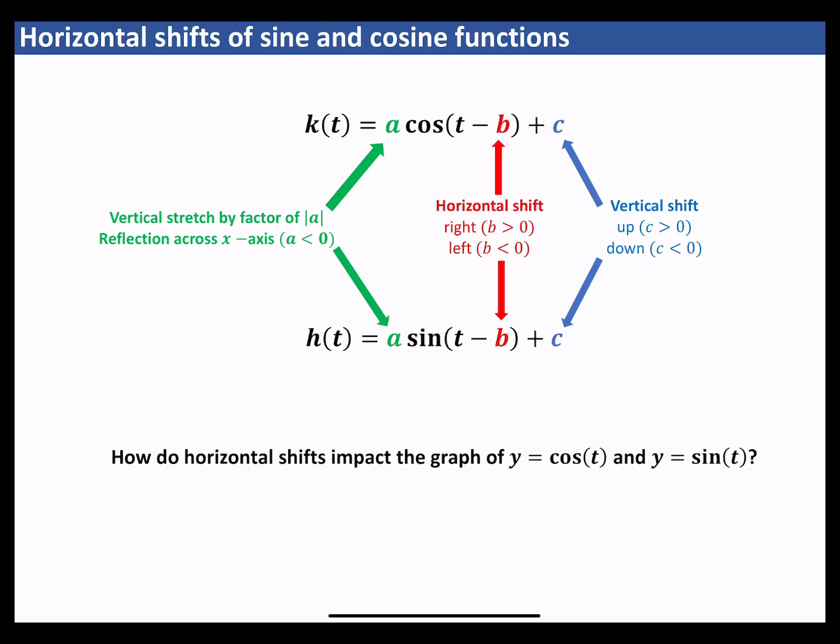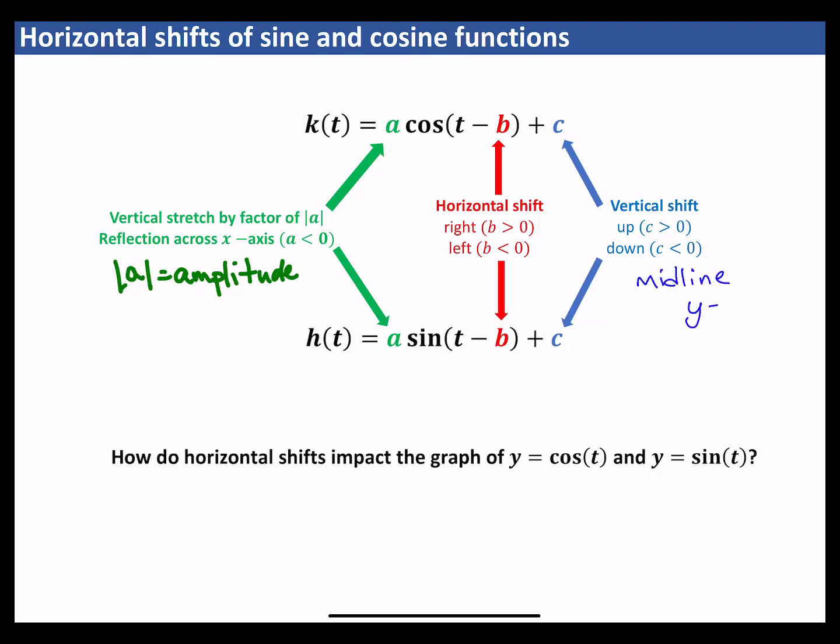Previously, we saw that the real number a will cause the cosine and sine graphs to be vertically stretched or reflected over the x-axis when a is less than 0, and that the absolute value of a is the amplitude of the graph. We also saw that the real number c will cause the cosine and sine graphs to be vertically shifted and that the midline is y equals c.